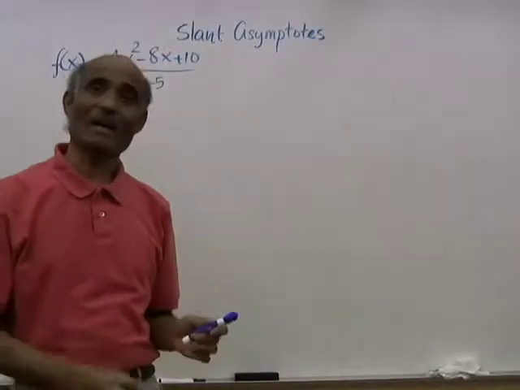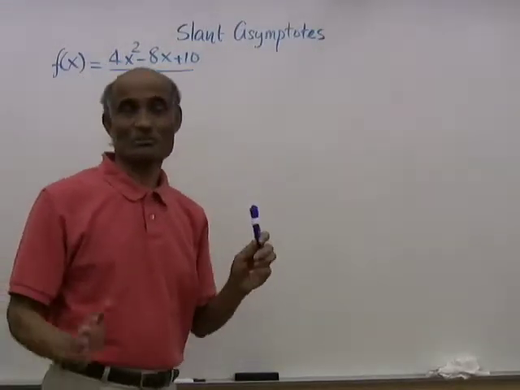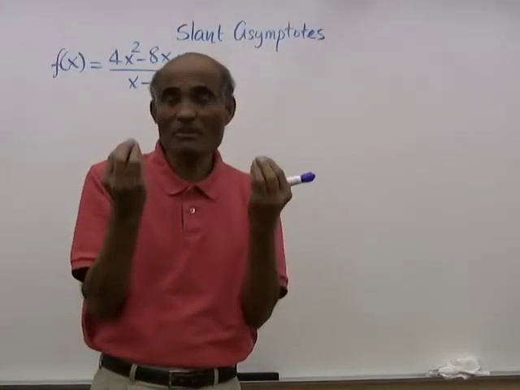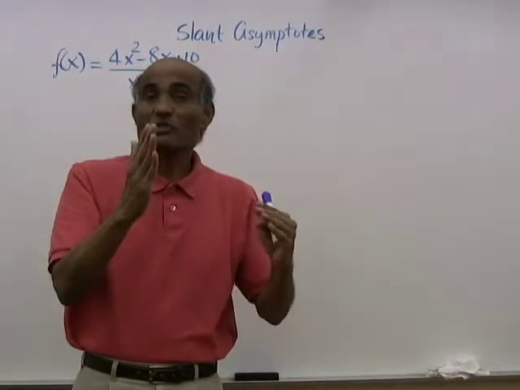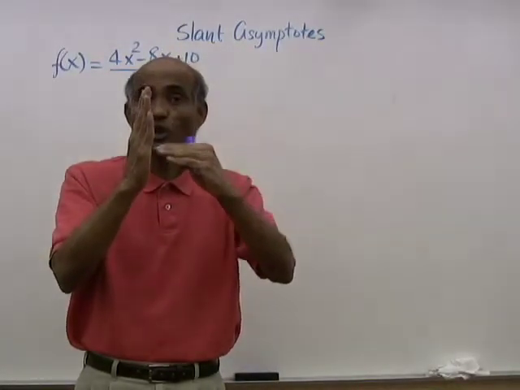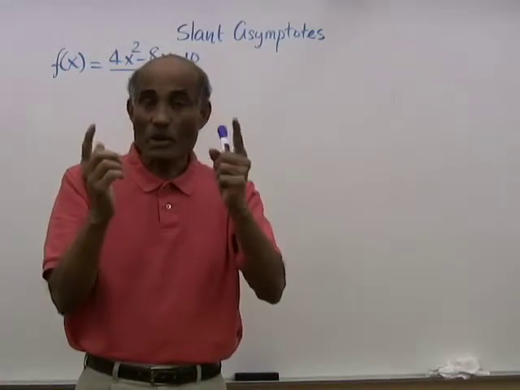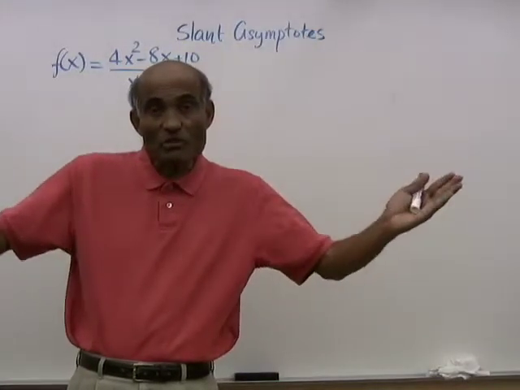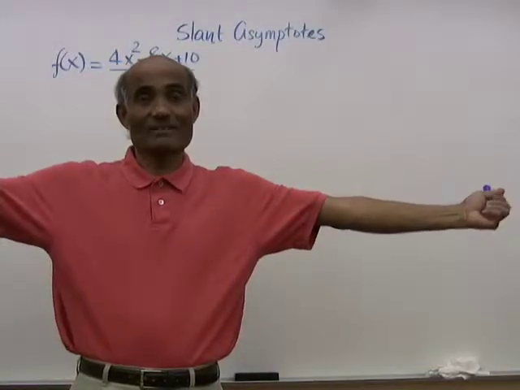We will now look at what are called slant asymptotes. Well, we looked at vertical asymptotes. Now, I want you to have a clear idea on this. A vertical asymptote gives you the behavior of the function as x gets closer and closer to a particular x value. And a horizontal asymptote gives you the behavior of the function as x goes to either negative infinity or positive infinity.